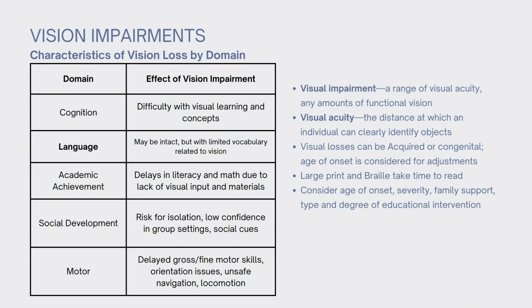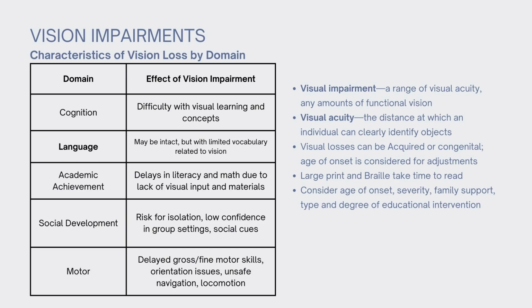So first is cognition, so they could have difficulty with visual learning and concepts. Language may be intact but with limited vocabulary related to vision. Academic achievement, delays in literacy and math due to lack of visual input and materials. As for social development, they could have a risk for isolation, low confidence in group settings, social cues. For motor skills, so they could be delayed in gross and fine, and then orientation issues, unsafe navigation, locomotion, moving from one place to another.